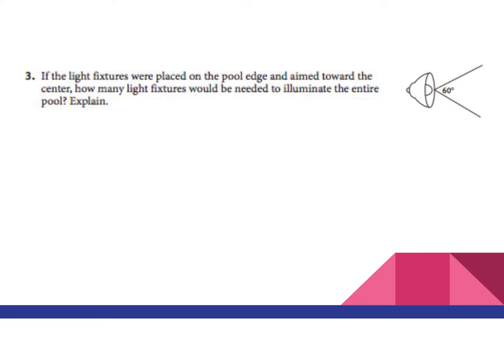Now let's move on to question 3. It says, if the light fixtures were placed on the pool edge and now aimed towards the center, how many light fixtures would be needed to illuminate the entire pool? All right, let's go ahead and draw our circle again to represent the pool.